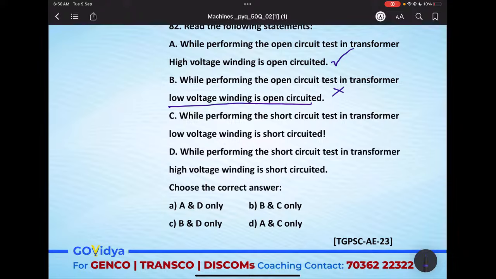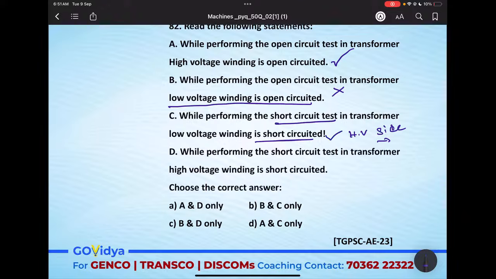What about the next statement? While performing the short circuit test in a transformer, the low voltage winding is short circuited. Yes, the low voltage winding is short circuited. Why? Because if you apply the source at the HV side, a very small voltage is required to drive the rated current in the secondary side, that is the LV side. This is correct.